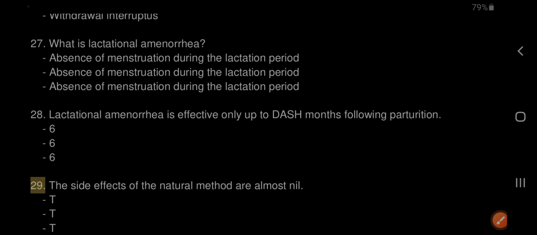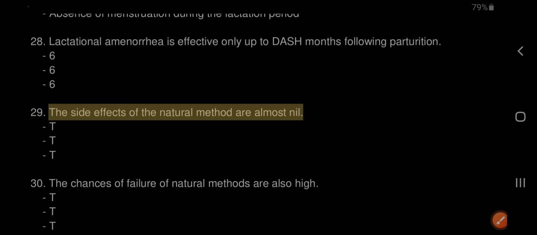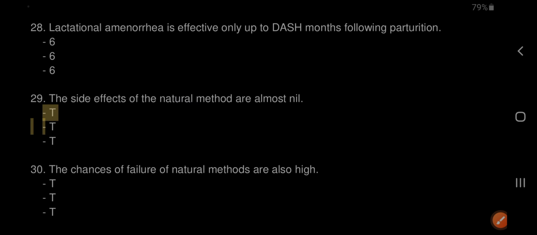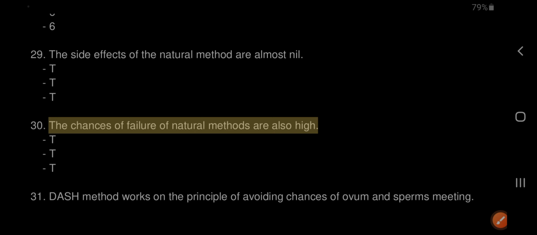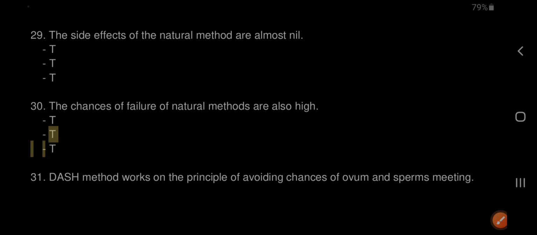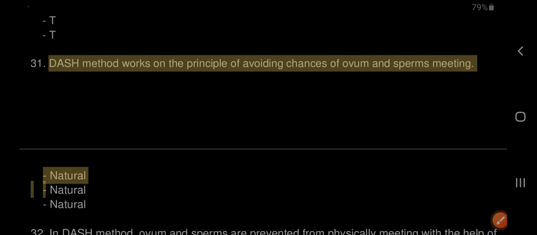29. The side effects of the natural method are almost nil. 30. The chances of failure of natural methods are also high. 31. The natural method works on the principle of avoiding chances of ovum and sperms meeting.